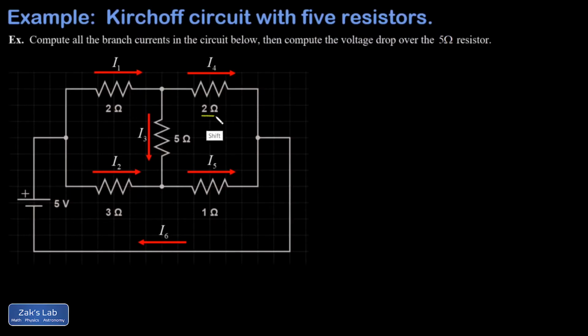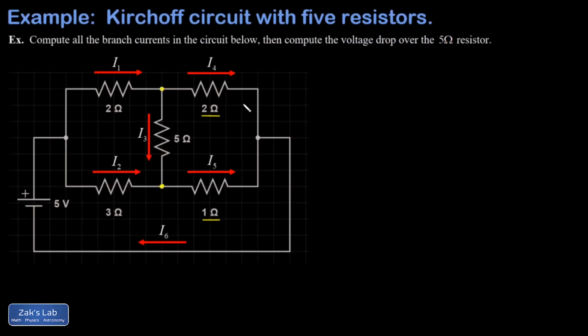If you're tempted to say the 2 ohm and the 1 ohm are in parallel, that's not right because their high ends are separated by a resistor with a current flowing through it. So they're not guaranteed to have the same potential at the top, and therefore they're not guaranteed to have the same potential difference across them, which is what we mean by parallel resistors.